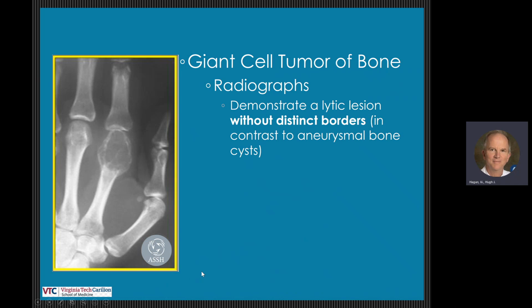Oftentimes there'll be a lytic lesion. It won't have distinct borders. There may be some cortical breakthrough, which is distinct from aneurysmal bone cysts.